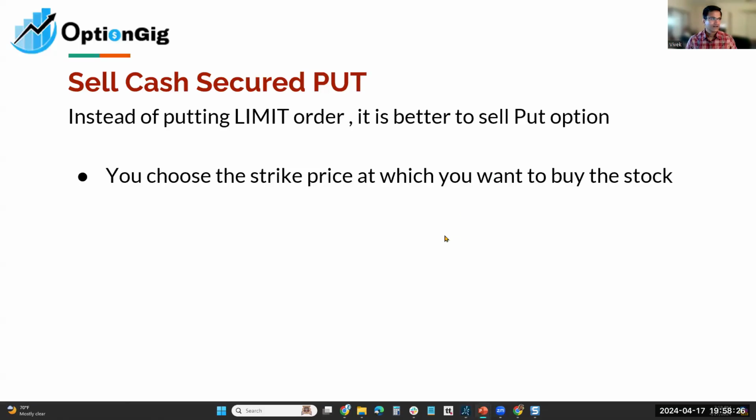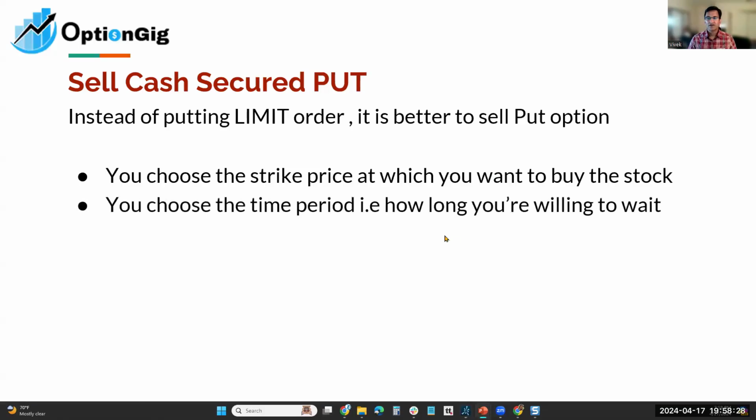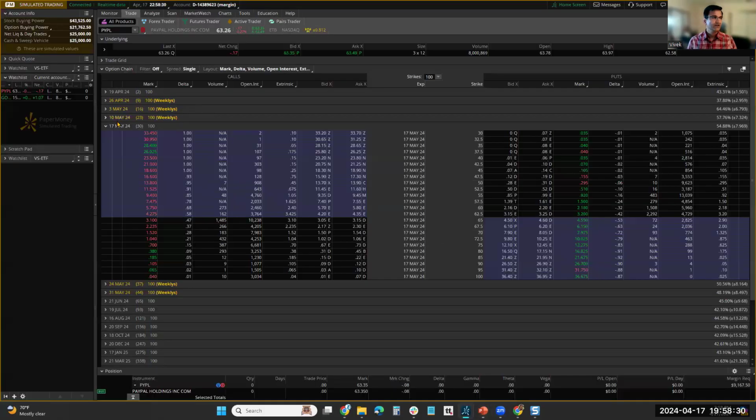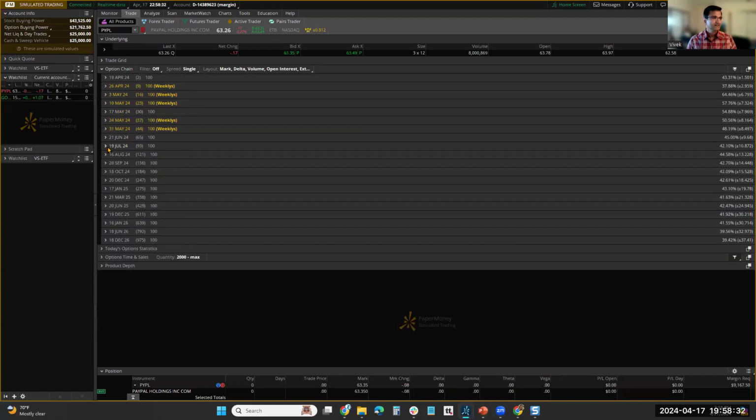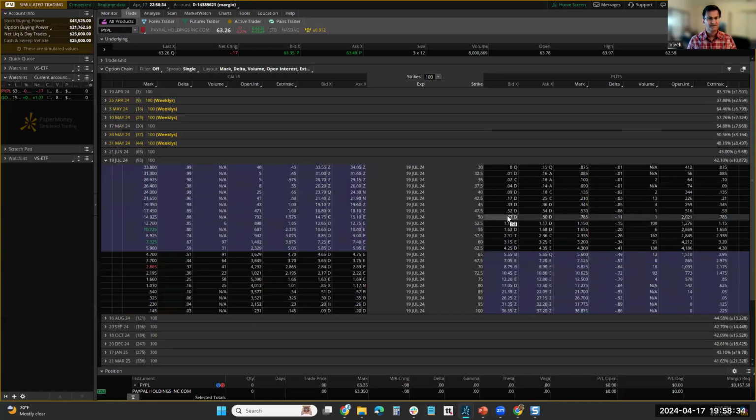So you choose for how long you are willing to wait. If you're willing to wait longer, you may get paid more. But then you also have a risk that maybe the stock could go to 35. The longer the time period, the higher the uncertainty, and that's why the premium is higher, right? Higher the risk in a certain area, higher the car premium; higher the risk in a stock, higher the option premium. It's as simple as that.